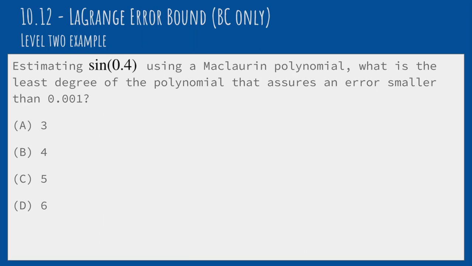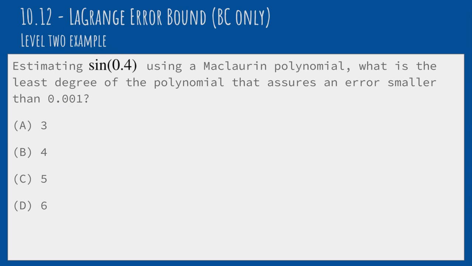So in this example, we've got another Lagrange error bound, and this time we're approaching it from a different perspective. In the level one example, we had an approximation and a certain number of terms from the Maclaurin polynomial that we were going to use. We wanted to know how accurate that was. Now we want to approximate sine of 0.4, and we want to make sure that our approximation is within a certain error bound.